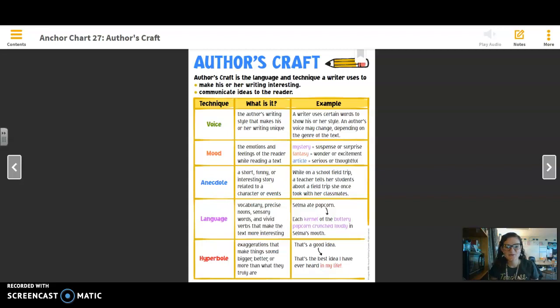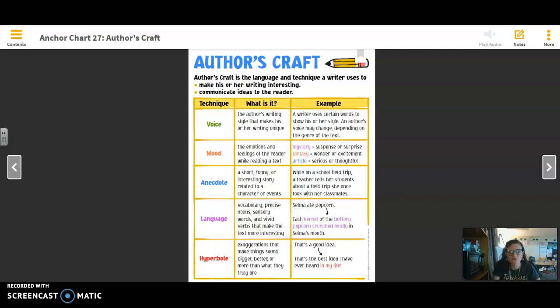Hey friends, we are going to be looking at author's craft. This is going to help you in one of your work pages that you're working on today. So the first thing I wanted to do is just talk about what is author's craft. It is language and techniques that a writer uses to help make his or her writing more interesting and help get the ideas across to the reader.